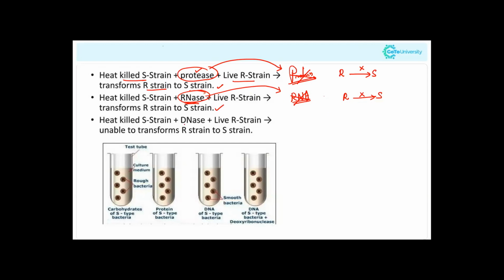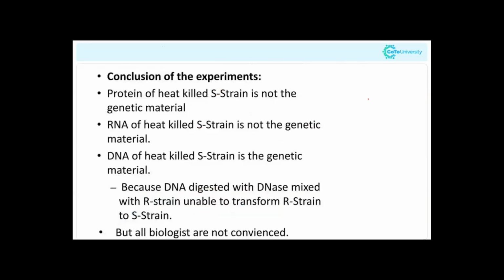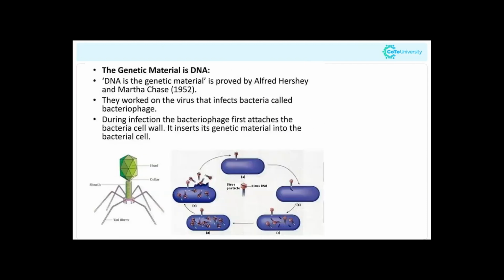Now, then they added DNase. DNase is the enzyme which cleaves DNA. Now, when DNase cleaves the DNA genetic material, what happened? It was unable to transform the R strain to S strain. Okay, that means they concluded DNA is the genetic material. Okay, now the genetic material is DNA.